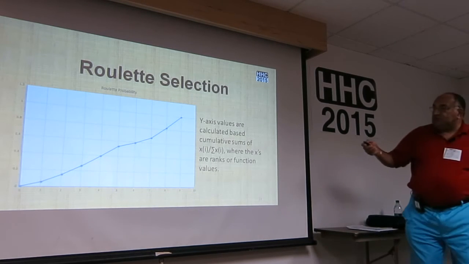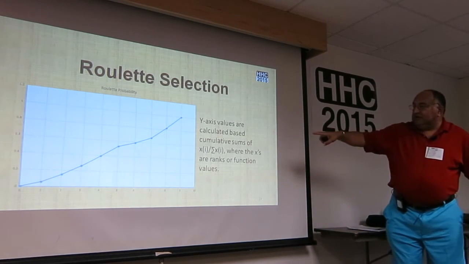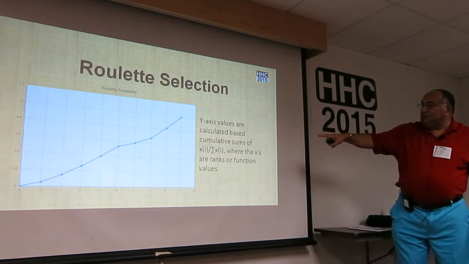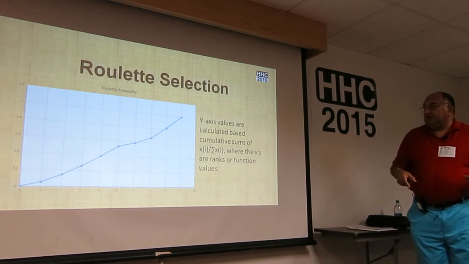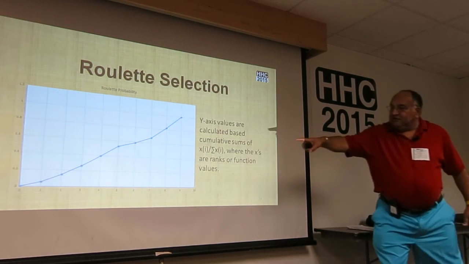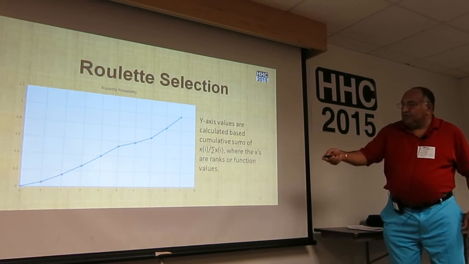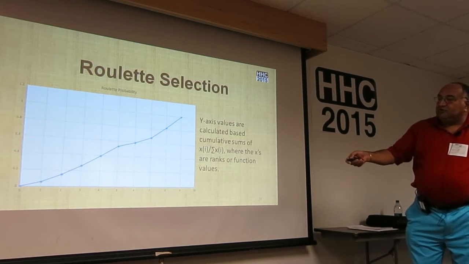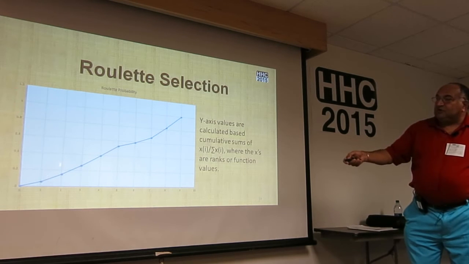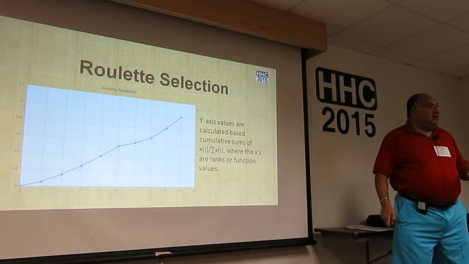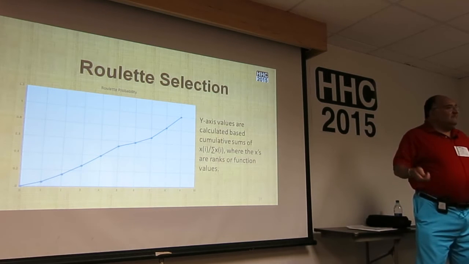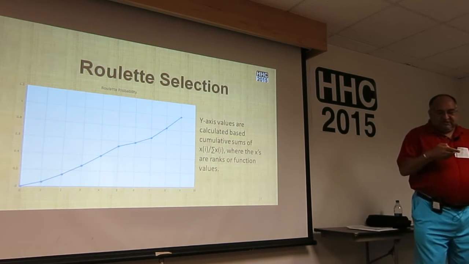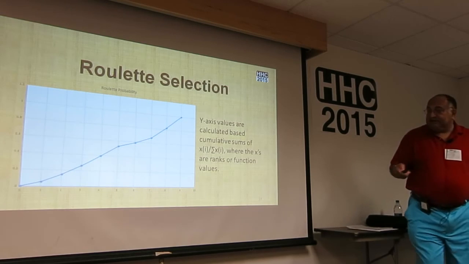Now, the roulette selection is what you do. You accumulate the sums of x, where x is either the rank or function value, and you develop the curve like this. And then you generate a random number between 0 and 1, and that tells you which index, which element, to pick. The tests that I've done did not give me impressive results, but the literature seems to swear by it.